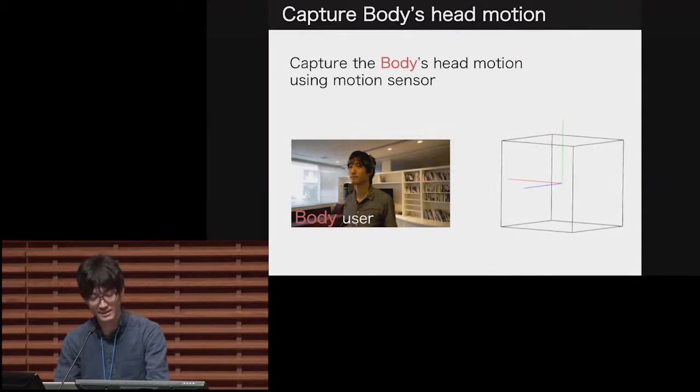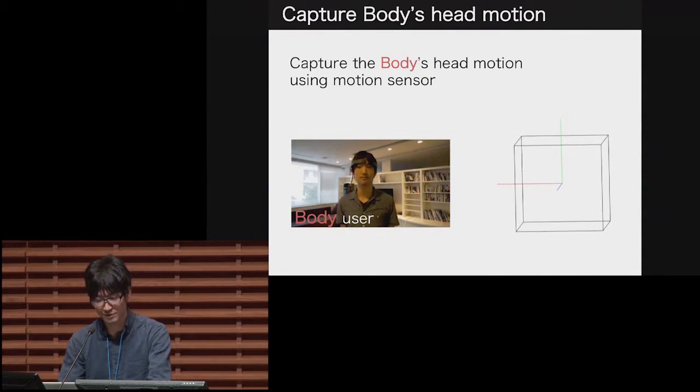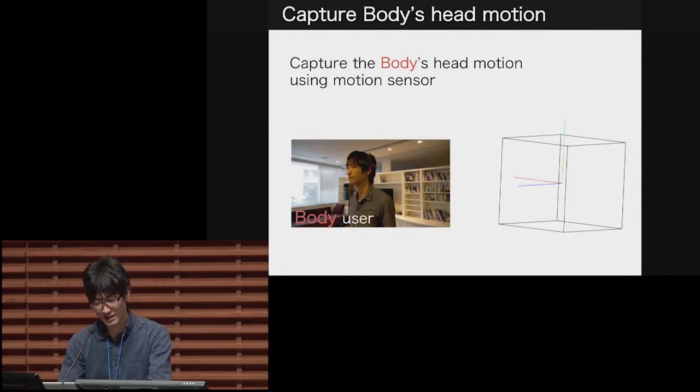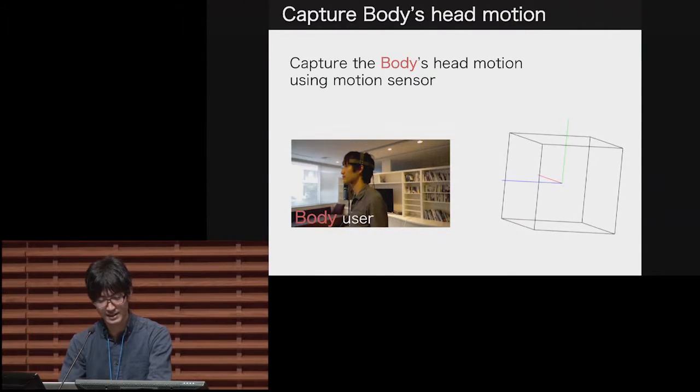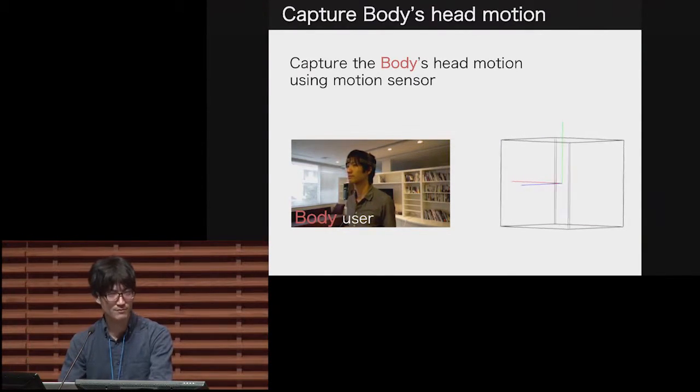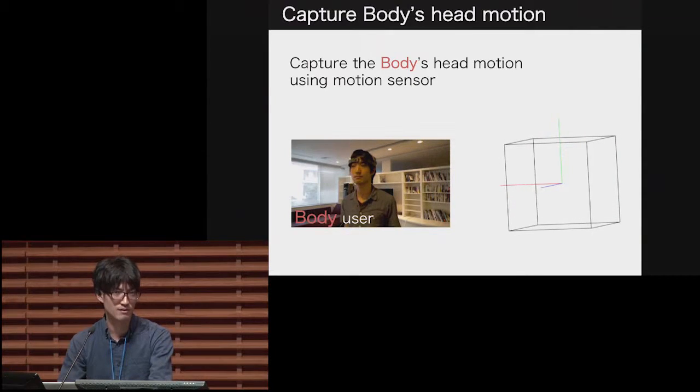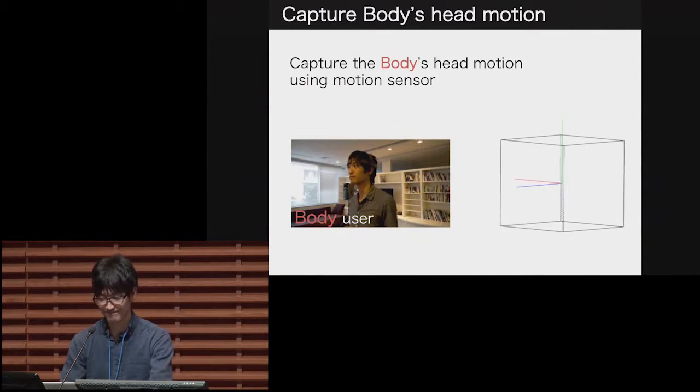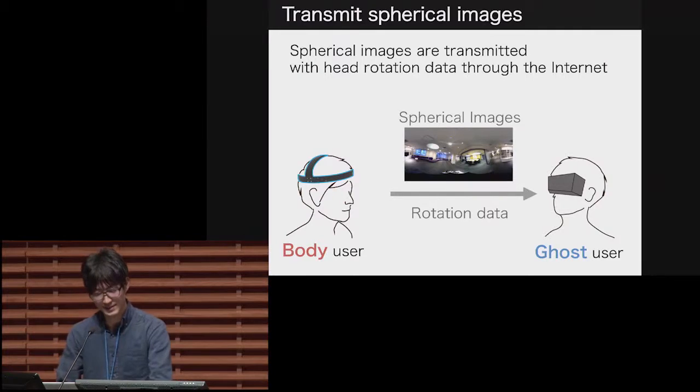And simultaneously, Headgear captures the body's head motion using the motion sensor. This data will be used for decoupling the body's head motion from the view. And then the recorded spherical images and rotation data are transmitted over the internet to the ghost user.